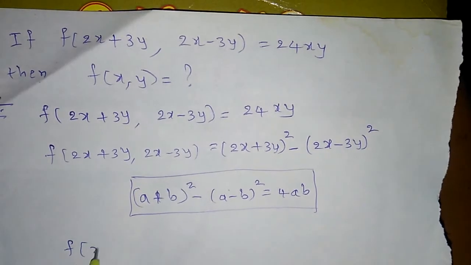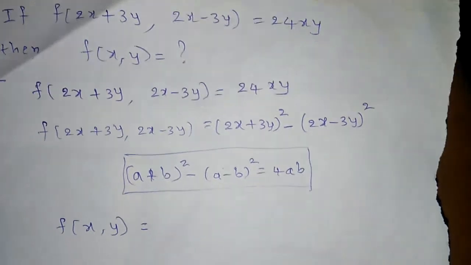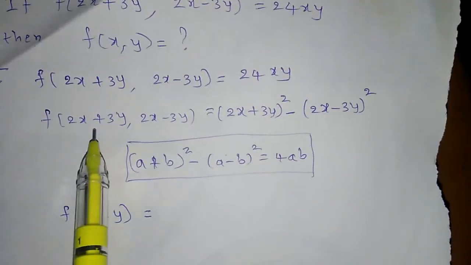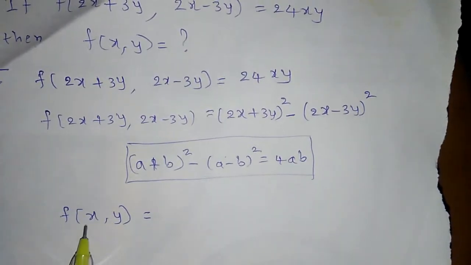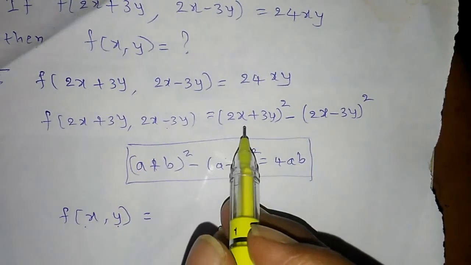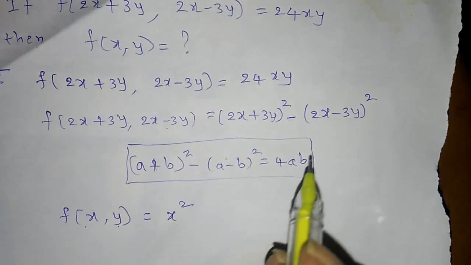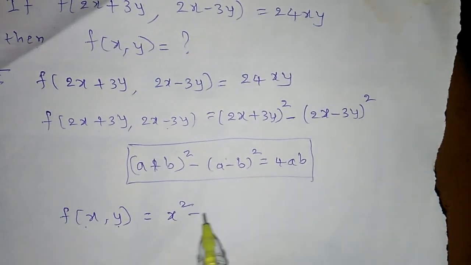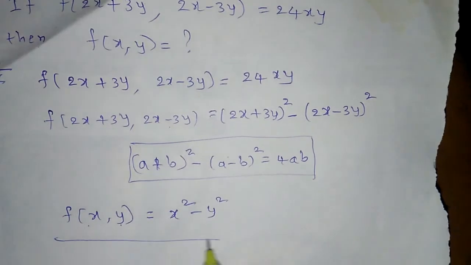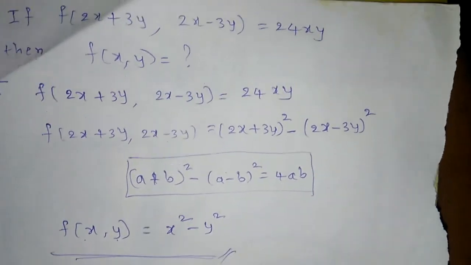So here we need to find f of (x, y). So in place of 2x plus 3y, put x. In place of 2x minus 3y, put y. So (2x plus 3y) whole square will be x square. Similarly (2x minus 3y) whole square will be y square. So f of (x, y) is x square minus y square.